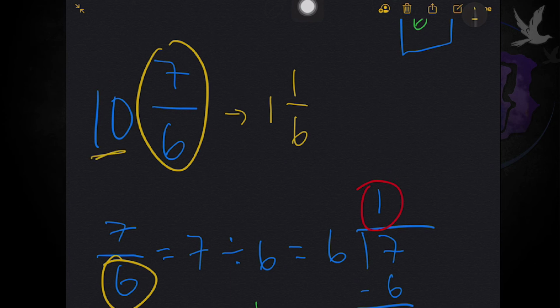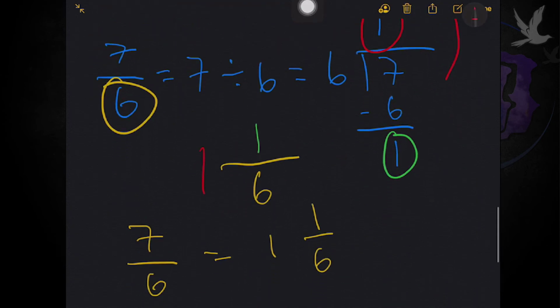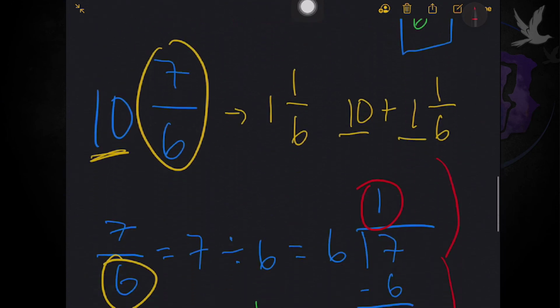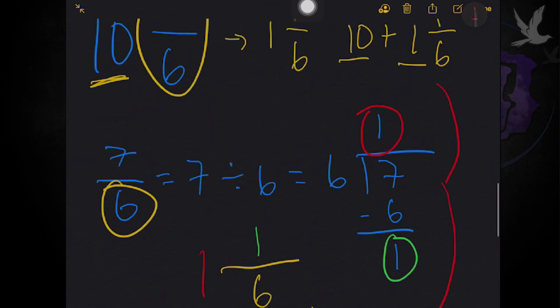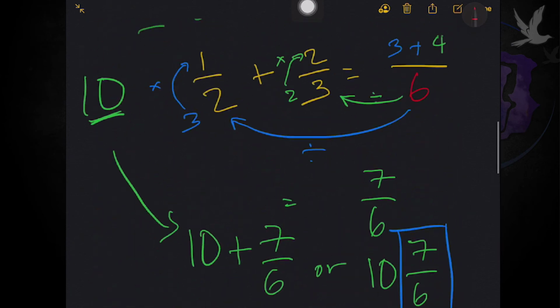Ibig sabihin, if you're gonna take 10, so that's 10 plus 1, which is also a whole number. What's 10 plus 1? To give you 11. So, sulatin na natin papunta sa baba. Okay, again, 10 plus 1 will give you 11. What's the fraction? 1 over 6. That's it. That's how you do this when you add mixed numbers.